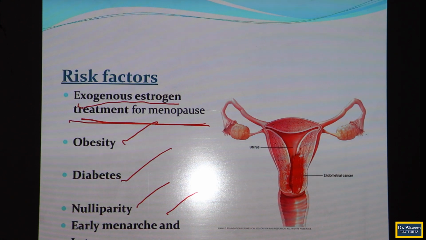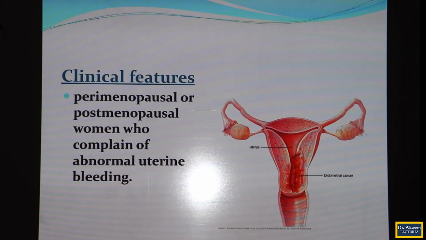menarche. That means in early ages estrogen exposure is there for a long period of time, or late menopause, which means exposure to the estrogen continues for a long period of time. So, these are important risk factors. One of the important clinical features is perimenopausal or postmenopausal abnormal uterine bleeding. This is one of the important clinical features.